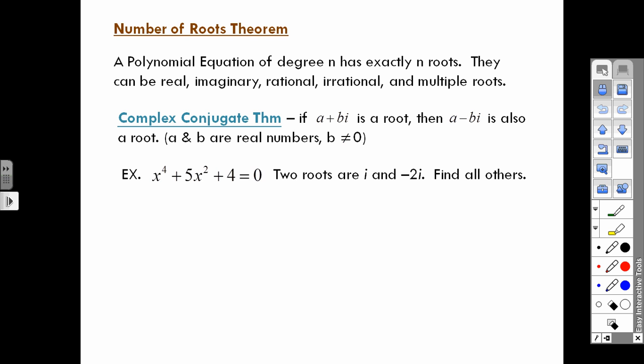Okay? So if we had this example where here's my, well, it's not quadratic, but it's kind of quadratic in nature, but it's a degree 4 polynomial equation, and they've told us that 2 of the roots are i and negative 2i. Find all the others.